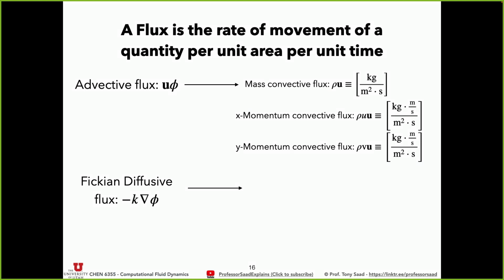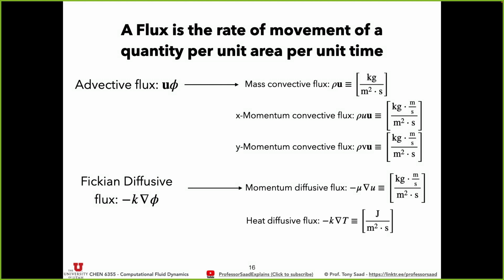Now for the standard Fickian diffusive flux, you get the momentum diffusive flux. Okay, you have minus mu grad u for the momentum diffusive flux, and that has the dimensions of momentum per meter squared per second. And for the heat diffusive flux, now heat is not temperature. Temperature is not conserved. Heat is conserved. Temperature is only a surrogate for heat. But we still can come up with a diffusive flux for the heat equation through temperature. And it's minus k grad T, which is energy, joule per meter squared per second. Okay, so everything is well with the world.